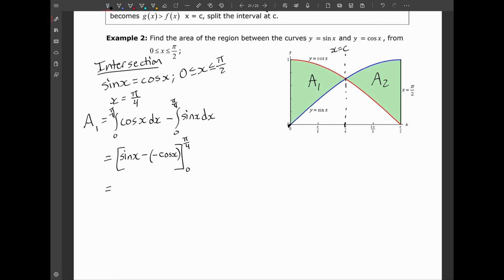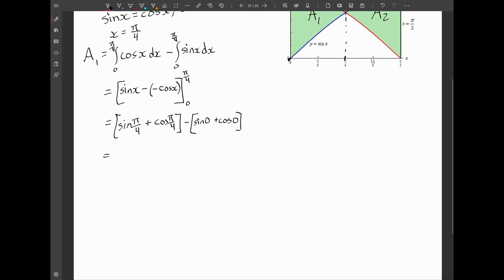And then I'm going to split this up. So it's going to be sine of pi over 4, negative negative is positive, plus cosine of pi over 4, minus sine of 0 plus cosine of 0. So what I get is sine of pi over 4 is root 2 over 2. Cosine of pi over 4 is also root 2 over 2, minus sine of 0 is 0, cosine of 0 is 1.